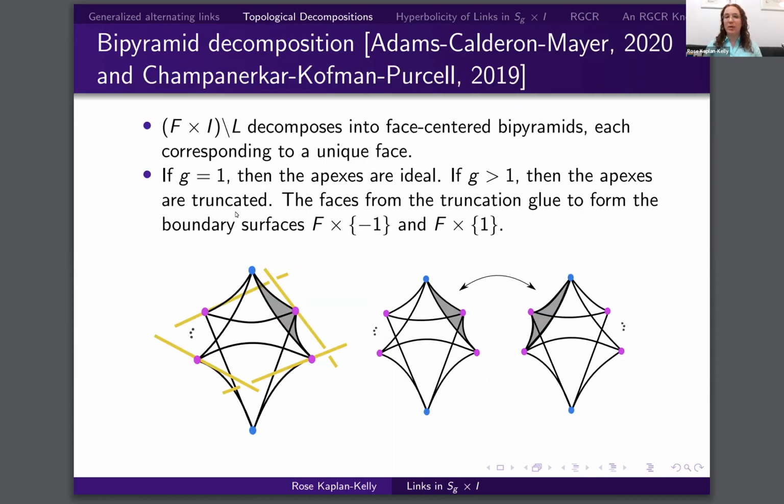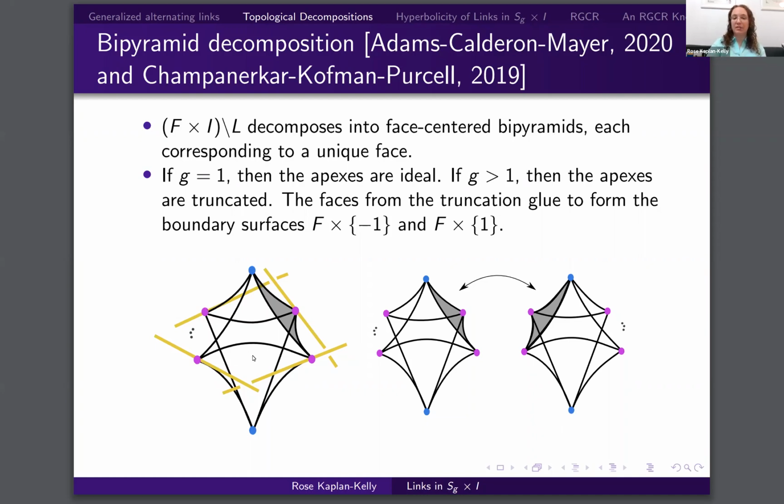Another decomposition that we'll be interested in is this face-centered bipyramid decomposition. Here, for every face that we have in our original link diagram, we cone above and below to form a bipyramid centered on that face. So here we've looked at just one face in that link diagram with those strands drawn in yellow. We cone above and below to form this bipyramid.